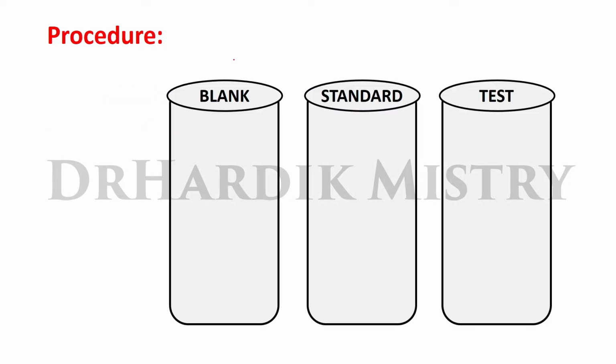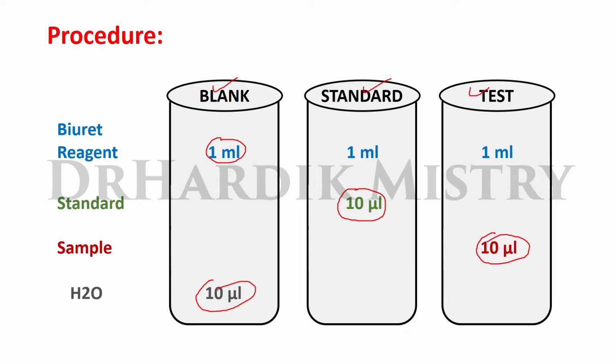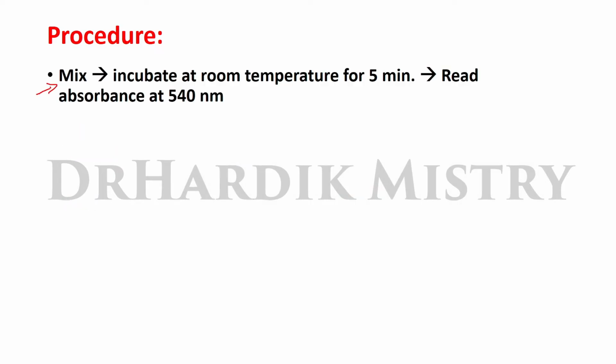Now the procedure. Take 3 test tubes. Label the test tubes as blank, standard and test. Now add 1 ml of Biuret reagent in all 3 test tubes, blank, standard and test. In the standard test tube, add 10 microliter of the standard solution. In the test tube, add 10 microliter of the sample. And in the blank test tube, add 10 microliter of distilled water. Now mix well all 3 test tubes. Incubate at room temperature for 5 minutes and read absorbance colorimetrically at wavelength of 540 nanometer.